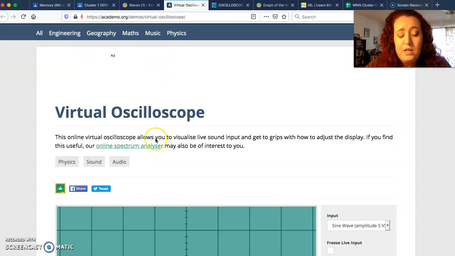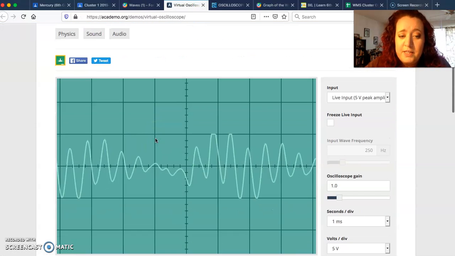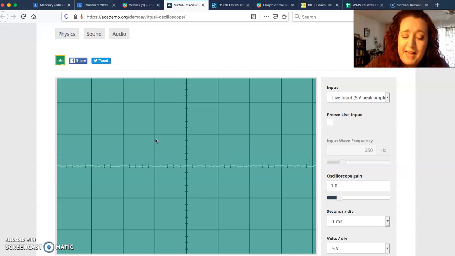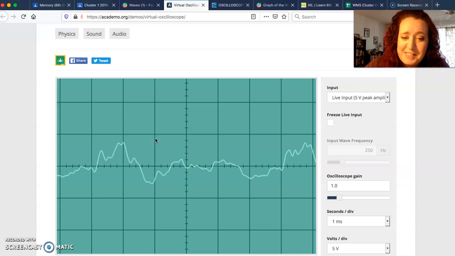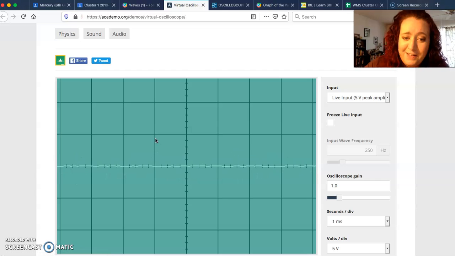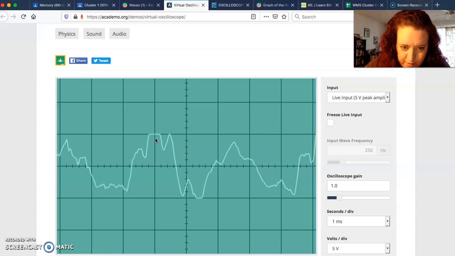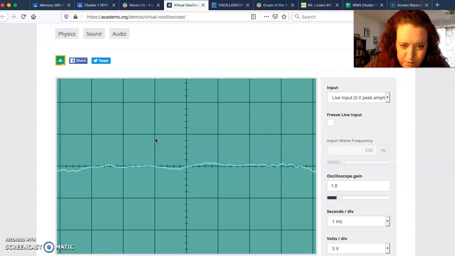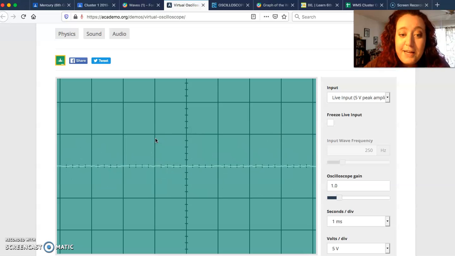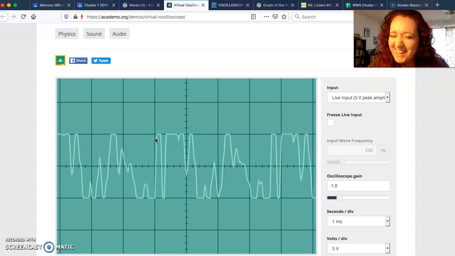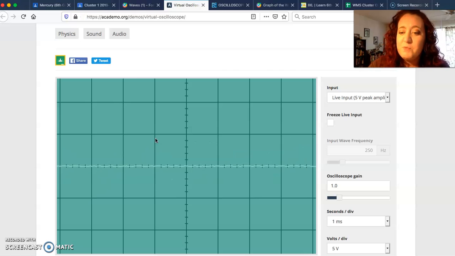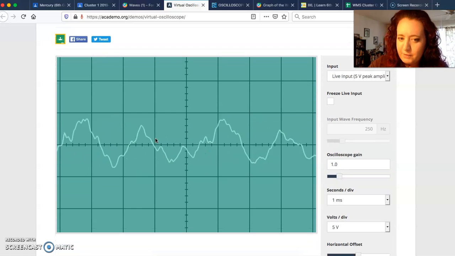This one will actually measure the sound waves that you're creating. So this is the sound waves of my voice right now. And if I talk lower, see how they're longer? And if I talk higher, see the difference? It's really fun. You can get real silly with it.